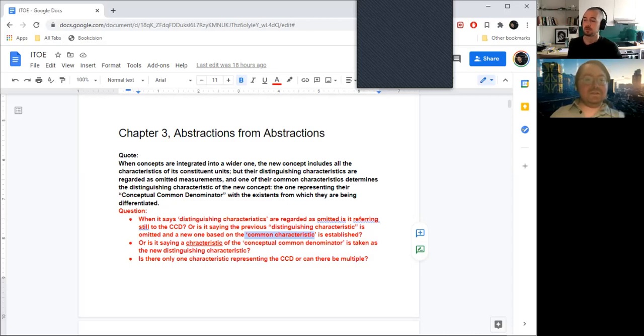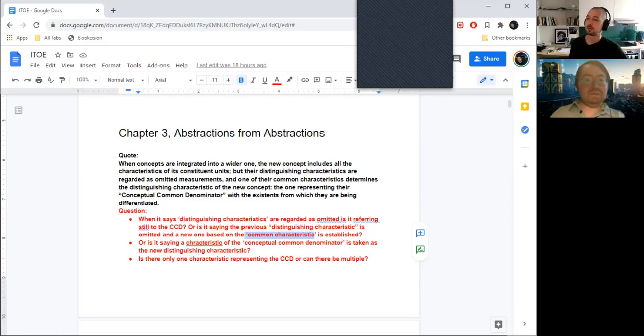But their distinguishing characteristics are regarded as omitted measurements. So we're omitting the fact about, say, snouts and their size and what sounds they make. And one of their common characteristics determines the distinguishing characteristic of the new concept. In that case, it would be they have hair, or they give birth to live babies is the common characteristic. Got it. Okay, that makes sense.